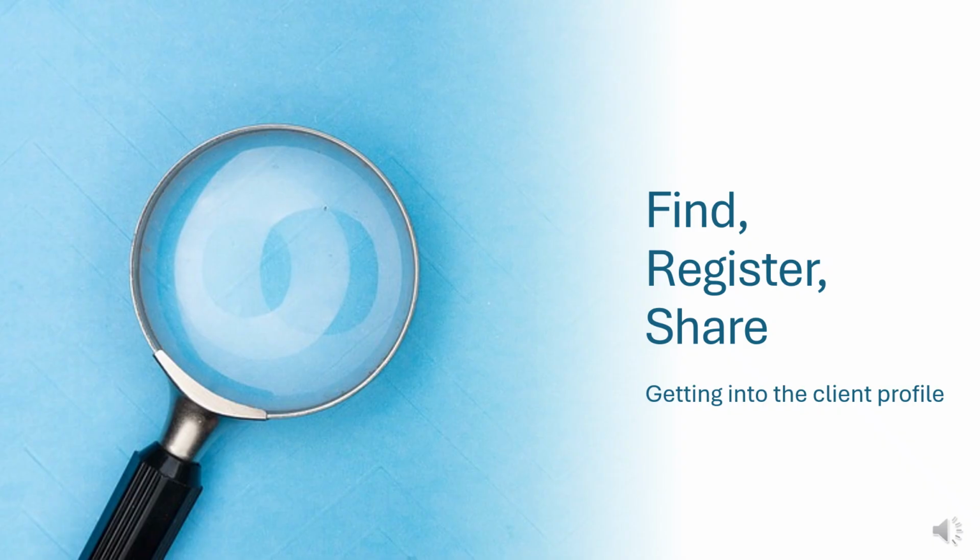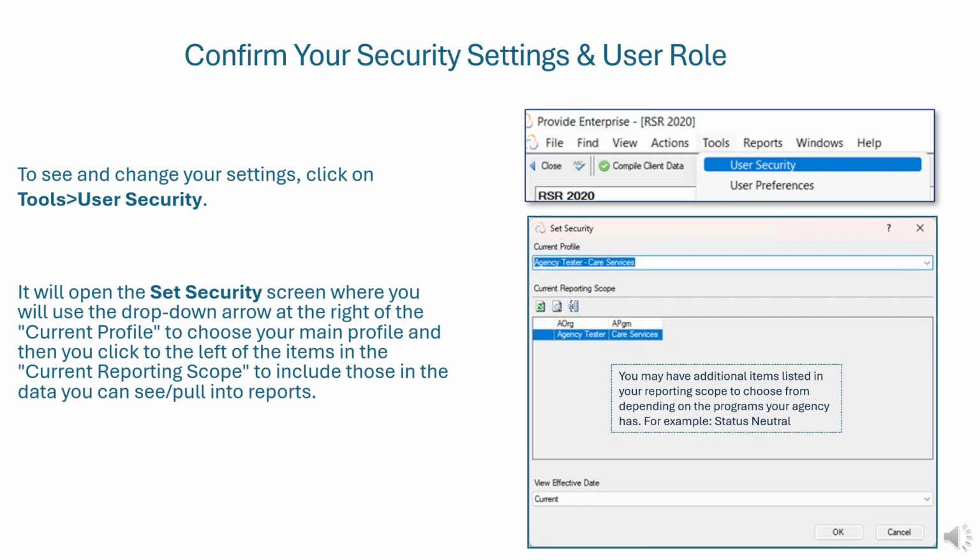Let's talk about finding, registering, and sharing first. What you can see in Provide depends on your security settings and your user role. If you work with multiple programs, it is important to remember that you must be in the program profile and security settings to see that program's data. Current profile is where the data can be entered, and current reporting scope is what data you can see. If you need help, reach out to our team and we can walk you through it.